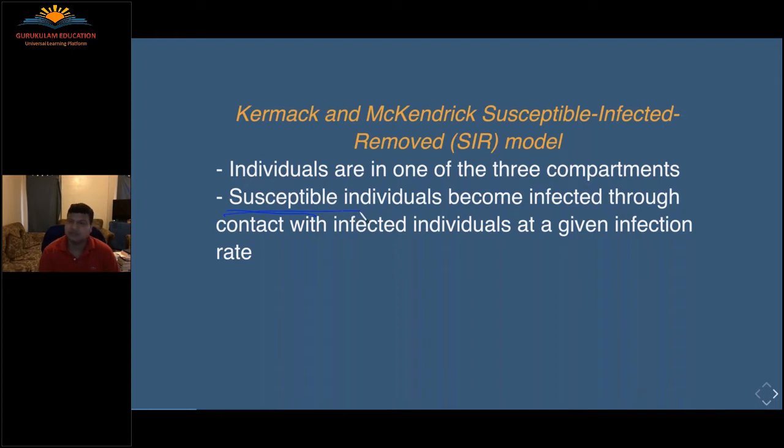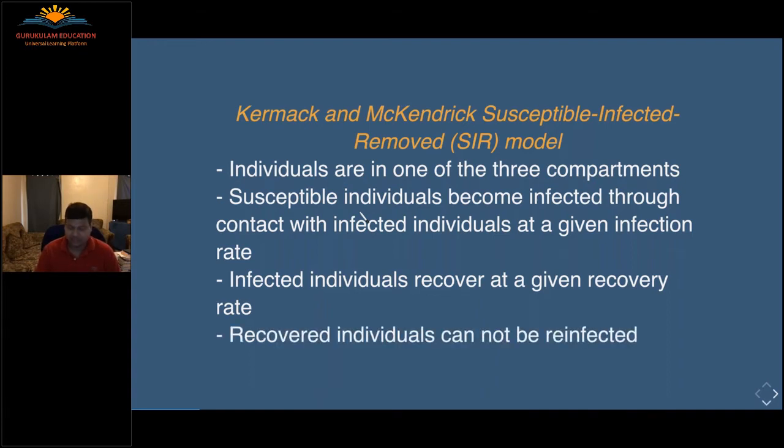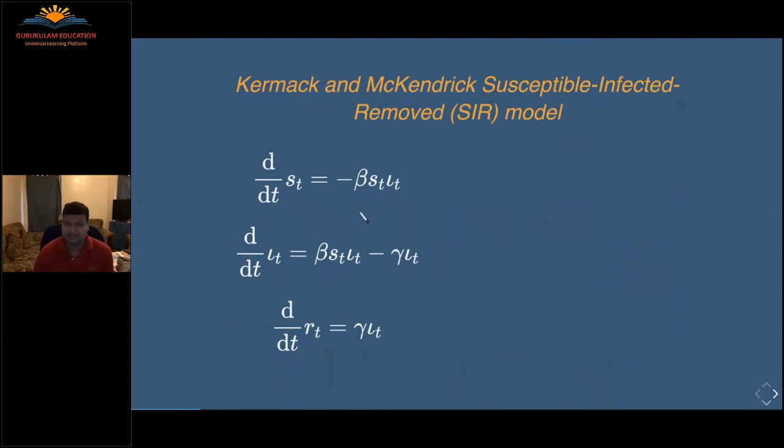So susceptible individuals are those who are susceptible to a particular infectious disease, and they become infected through contact with an infected individual. And then you have a particular given rate for that. And then infected individuals, they either infect others or at some point they get recovered or removed. And then you have the recovered individuals who cannot be reinfected again. So there is no reinfection in the basic model.